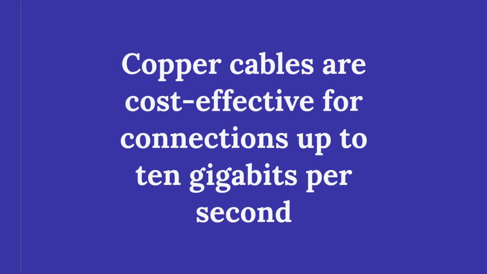Copper cables are cost-effective for most connections. They support up to 10 gigabits per second. Fiber optic is used for backbone links over long distances. It's more expensive but future-proof. Cabling choices impact network speed and reliability.